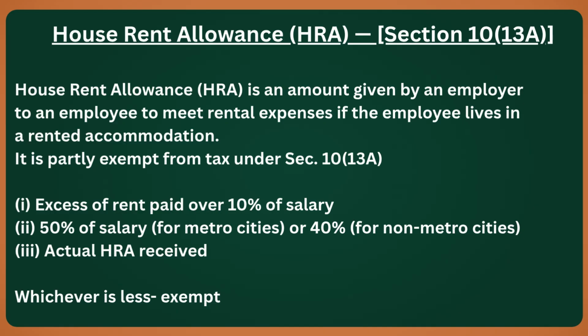rental expenses if the employee lives in a rented house. HRA is partly exempt from tax under Section 10(13A). The exemption is calculated as the least of 3 amounts. First, the excess of rent paid over 10% of salary. Second, 50% of salary for metro cities, or 40% for non-metro cities. Third, the actual HRA received from the employer. Whichever of these 3 amounts is the least will be exempt from tax.